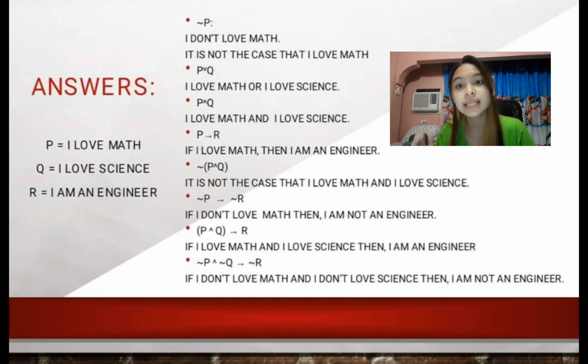Then you'll negate R. R is I am an engineer, so you'll negate it and it becomes I am not an engineer. The next thing you'll do is to substitute the if-then connective. So if in the first sentence, then will go to the next sentence.